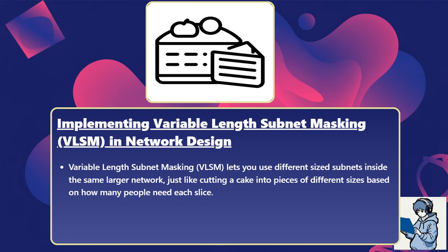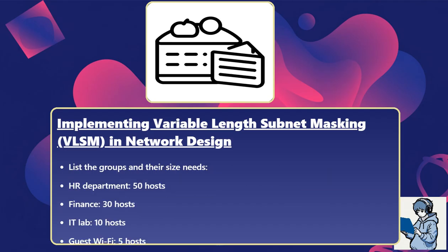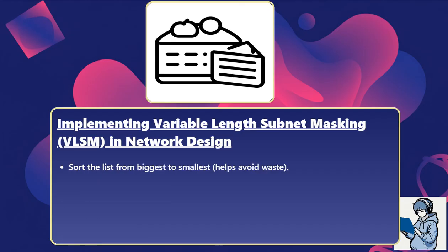Variable length subnet masking, VLSM, lets you use different sized subnets inside the same larger network. Just like cutting a cake into pieces of different sizes based on how many people need each slice. Start with a big pool. Suppose you own 10.0.0.0/24, 256 addresses. List the groups and their size needs. HR department 50 hosts, finance 30 hosts, IT lab 10 hosts, guest Wi-Fi 5 hosts. Sort the list from biggest to smallest, which helps avoid waste.